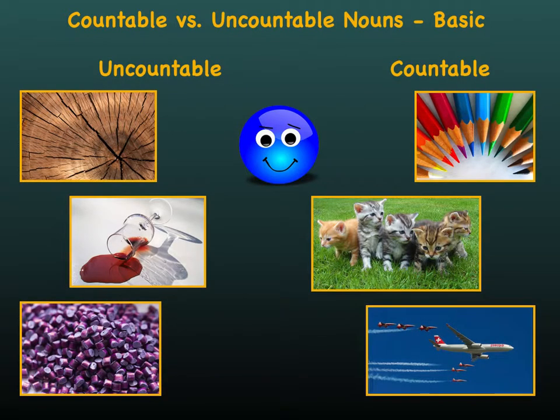Here are some more countable and uncountable things. Look at the right side. It's okay to say, for example, I want 2 pencils, or I can see some airplanes, or maybe those cats are cute. But you can't say this for the uncountable nouns. Wood and plastic are materials, and wine is a type of liquid.